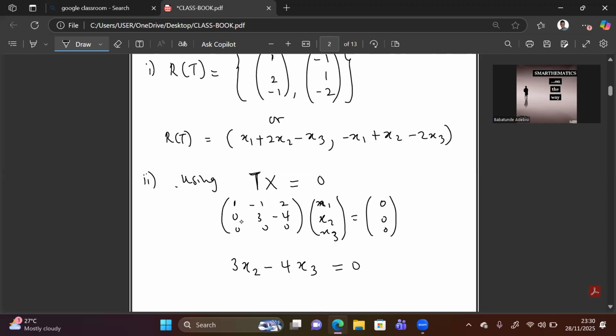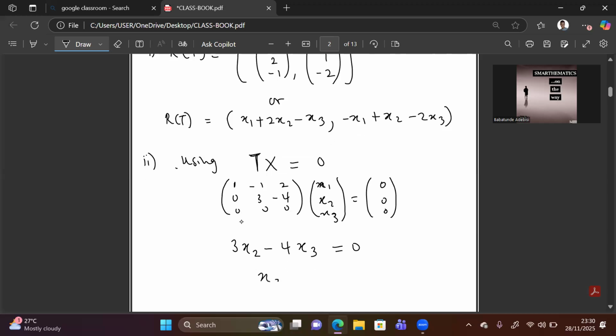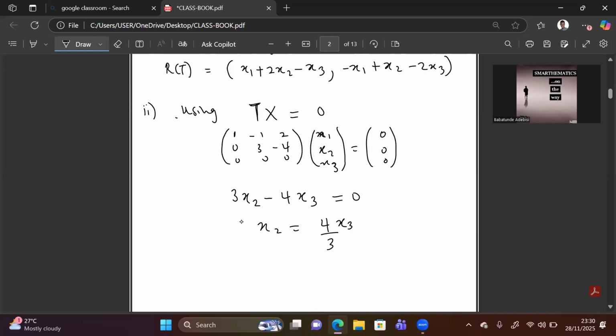So I will make x2 the subject here. So x2 becomes 4x3 divided by 3. So this is the value of x2.